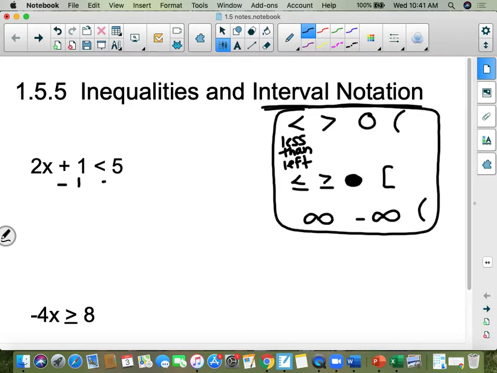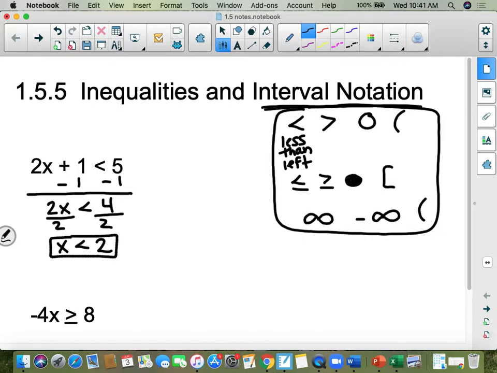So I'm going to subtract 1. 2x is less than 4. Divide by 2. X is less than 2. So there's my first thing I'm doing. I solve for x. X is less than 2. Less than faces to the left, and that's why I know it's less than.